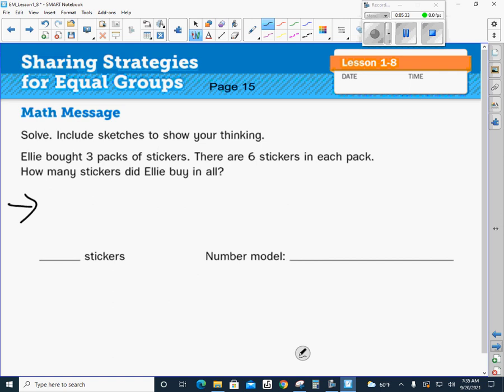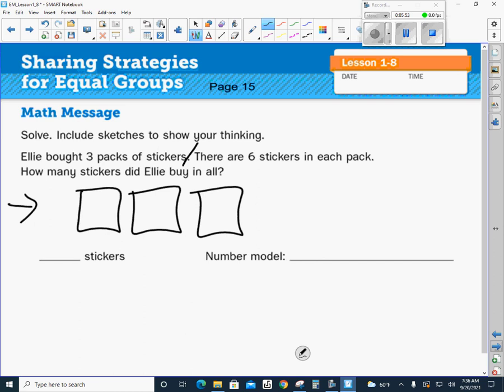We're drawing math pictures. So Ellie bought 3 packs of stickers. Draw that in your workbook. Remember, you can always pause the video. So I would have drawn a simple 3-pack of stickers. I didn't even read on, did I? I just drew what I read. Ellie bought 3 packs of stickers.